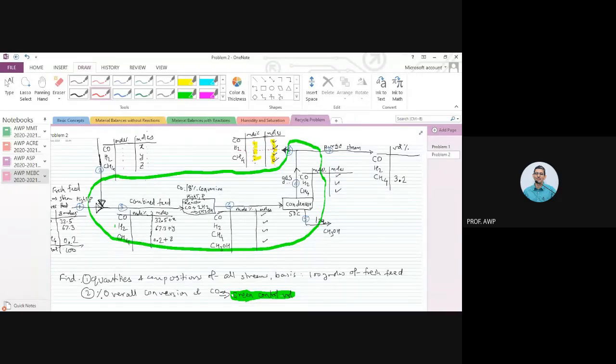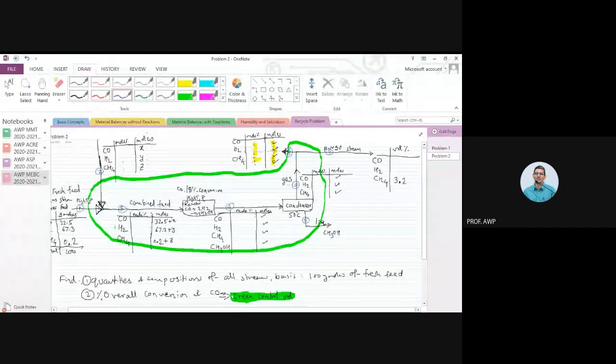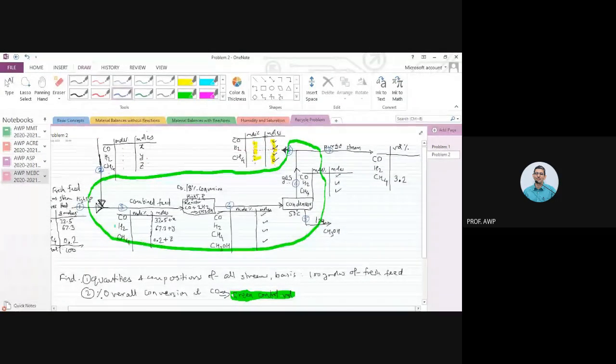Okay, that is one way of solving. Okay, so solve using this method. At least you will get an answer. Otherwise, you would have ended up going around in circles continuously. That's how we are going to solve our recycle problems.